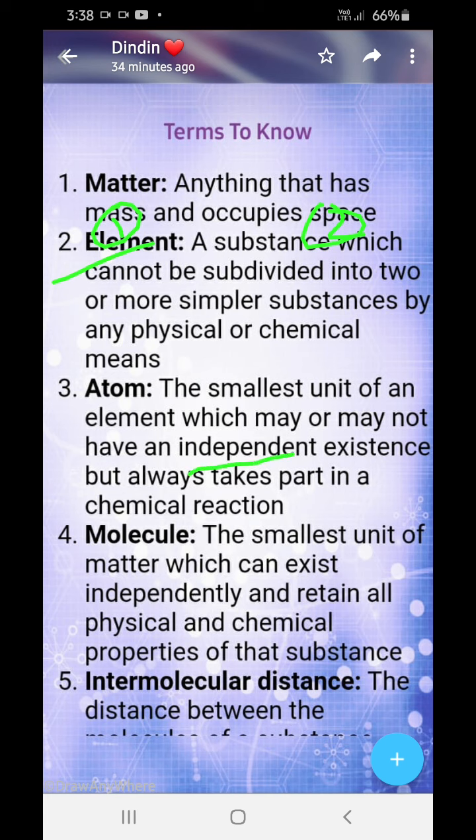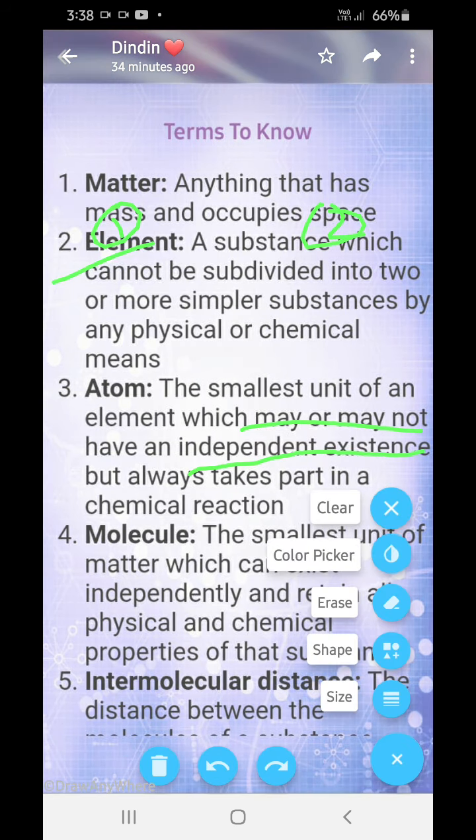So it is "may or may not have an independent existence." When you have atomicity as 1, you have an independent existence. If you have atomicity more than 1, you do not have an independent existence. The molecule is the smallest unit of matter which can exist independently. It retains all physical and chemical properties of that substance, whether it's an element or a compound.